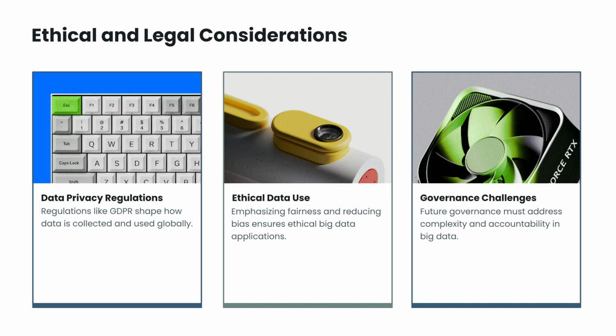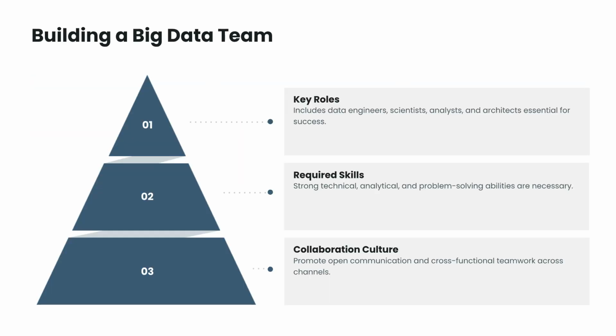Ethical and legal considerations revolve around data privacy regulations like GDPR. Ethical data use emphasizes fairness and bias reduction, while future governance addresses complexity and accountability. Building a big data team requires key roles like data engineers and scientists. Strong technical and analytical skills are essential, along with promoting a collaboration culture.